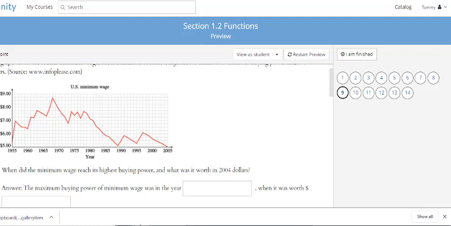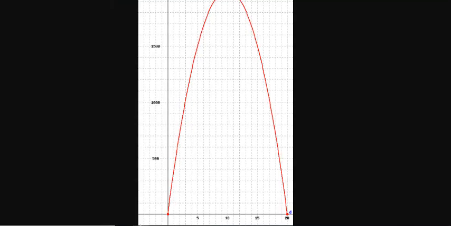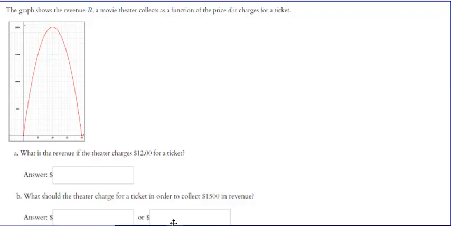So let me go here, and I can go to 12, and then I can go up and go over, and it's right there. So that's 1900. So that should be 1900. All right. Revenue here, dollars here.